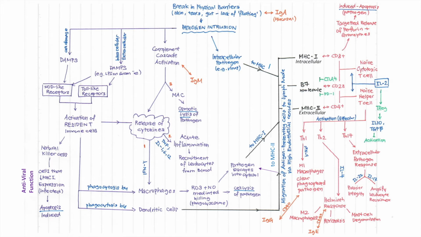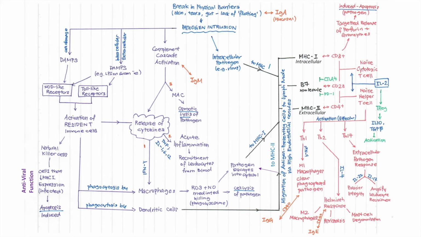Interferon gamma is an important cytokine that stimulates macrophages to spur their phagocytic function, and also their release of reactive oxygen species and nitric oxide, which are your bactericidal agents that kill microbes having been ingested by macrophages. Now let us move on to the black section of this diagram.